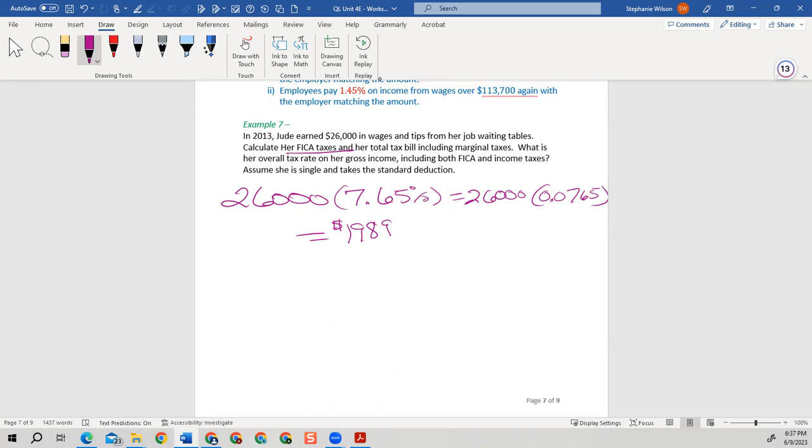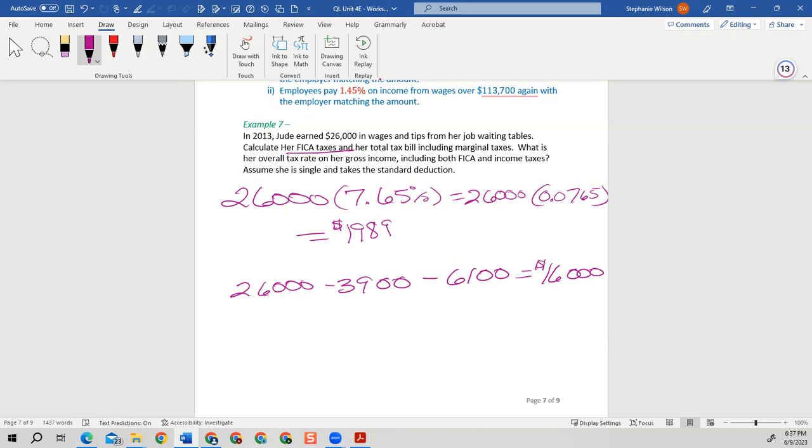We get our taxable income by subtracting the exemption from the $26,000. So our exemption, since she's single, is $3,900. The standard deduction for single is $6,100. So the total taxable income is $16,000.